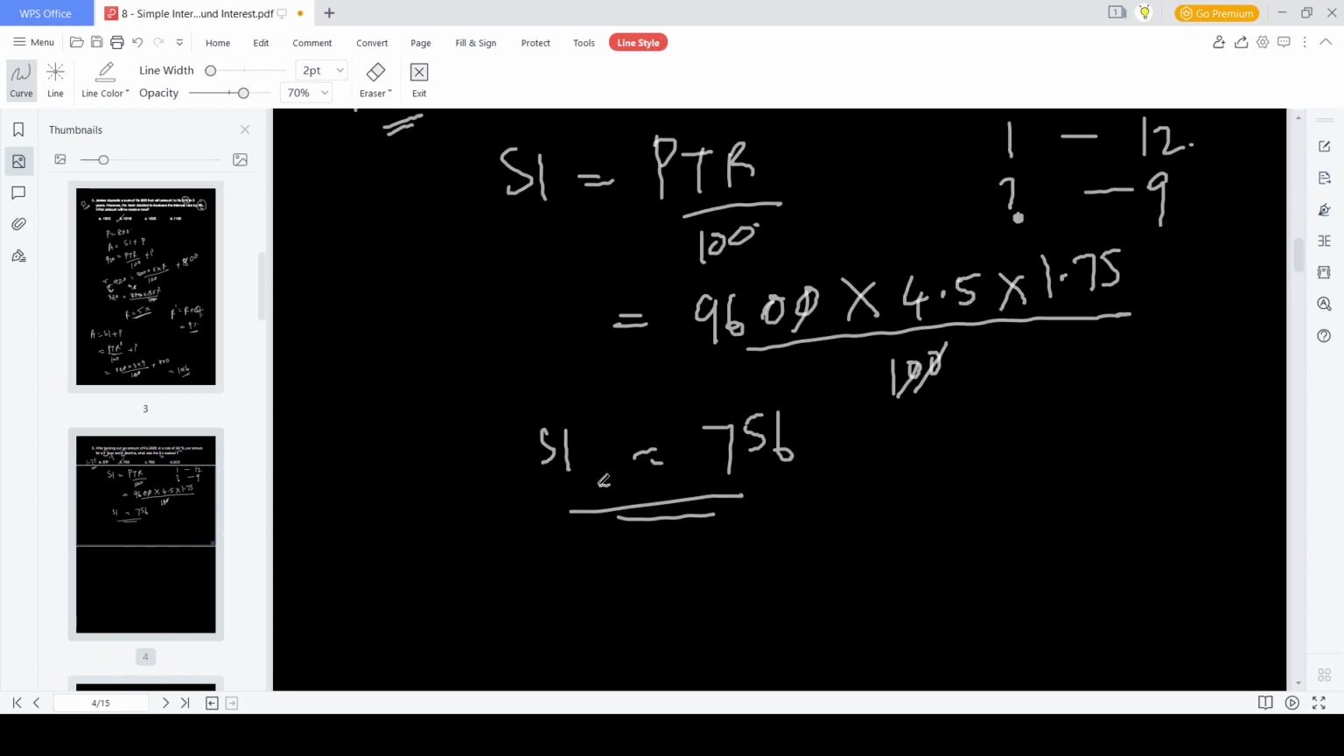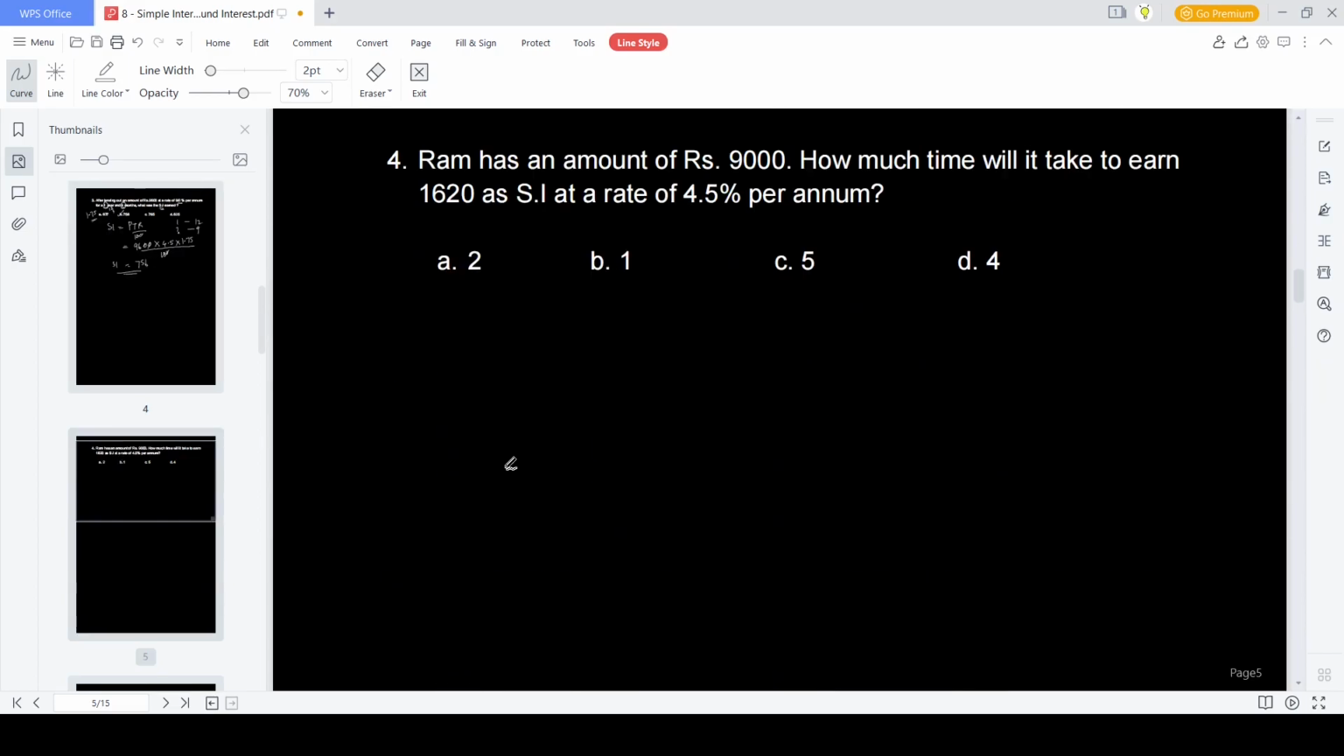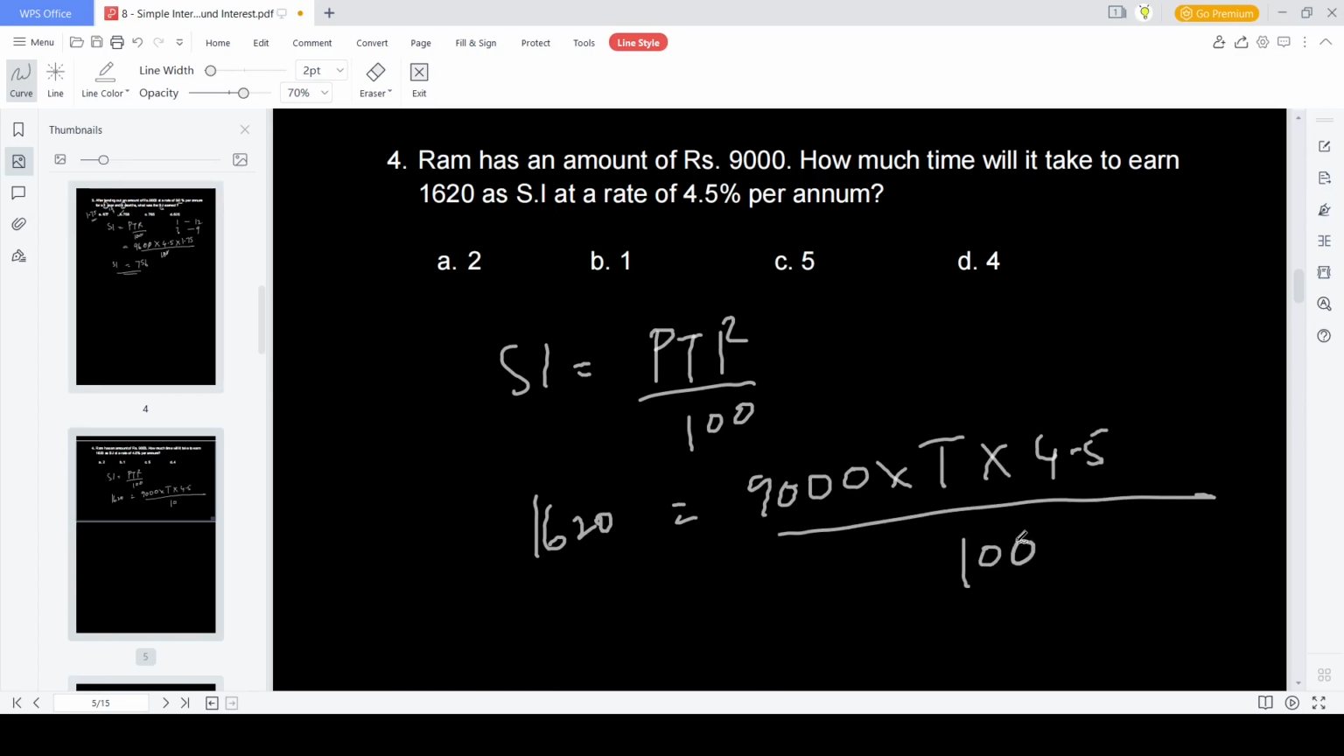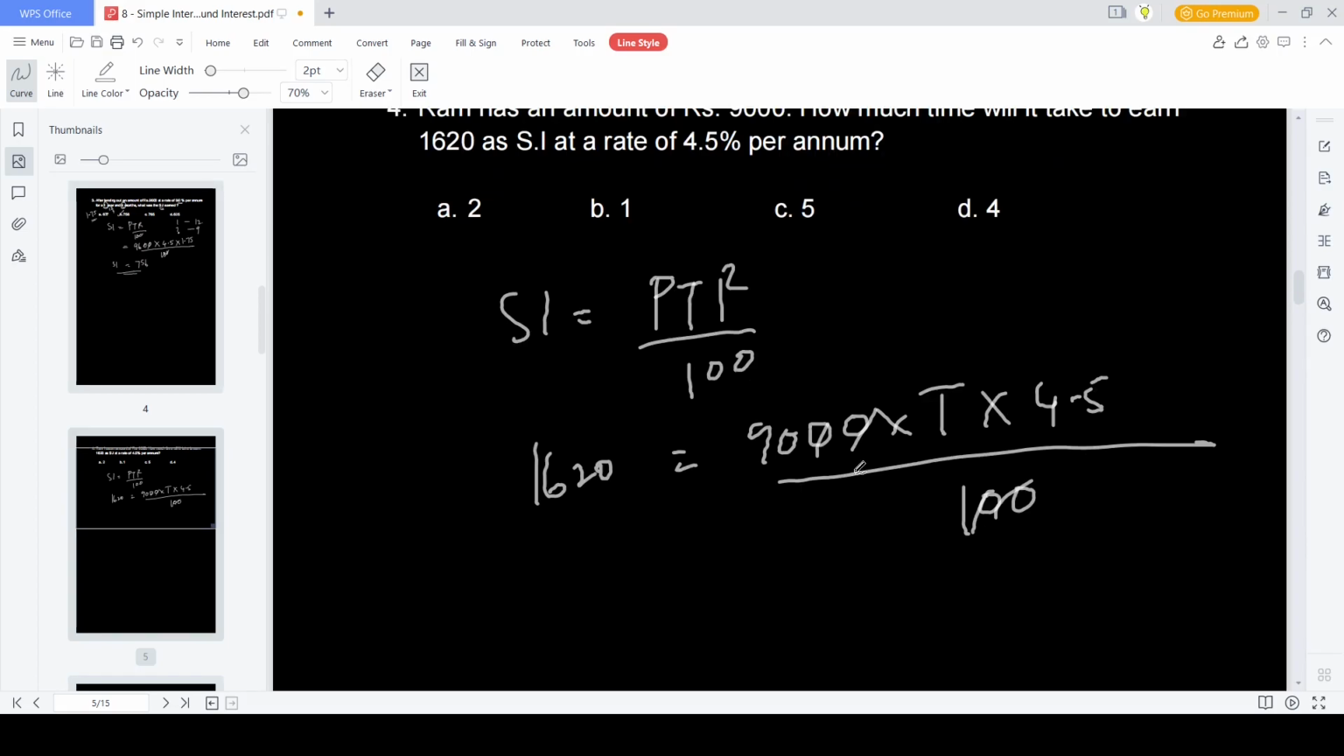Easy. Next question. Ram has an amount of 9,000 rupees. How much time will it take to earn 1,620 as SI at a rate of 4.5 per annum? Simple interest is equal to PTR by 100. By now you should know this formula by heart. So 1620 is equal to 9,000 into the time, as it is, into 4.5% per annum divided by 100. So this and this cancel, this and this cancel. So this becomes 9 into 45.